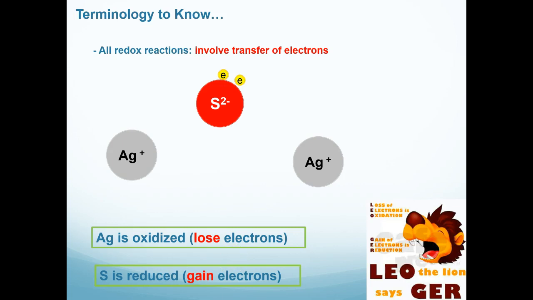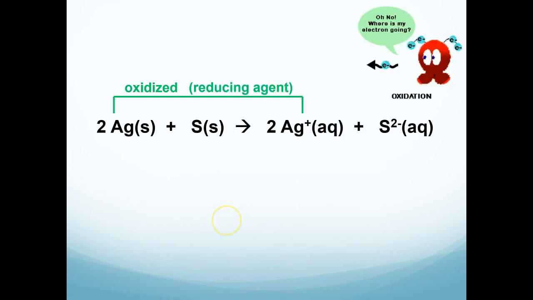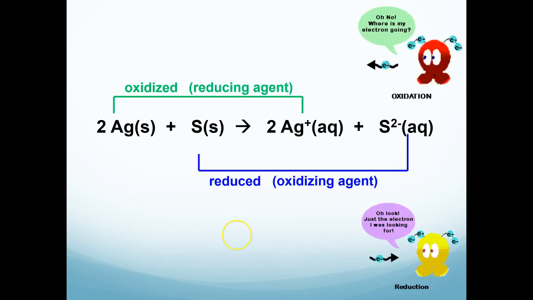And I still remember Leo the lion says grr. I think it's way better than oil rig. Okay, so again, we have the silver is being oxidized. It's going from silver that is neutral to silver with a plus charge, and then our sulfur is being reduced. It is going from sulfur that's neutral to sulfur with a negative charge. The substance that's being oxidized is called the reducing agent. The substance that's being reduced is called the oxidizing agent. So make sure you get those straight. It's easy to confuse them.